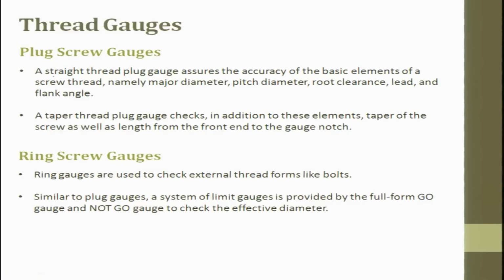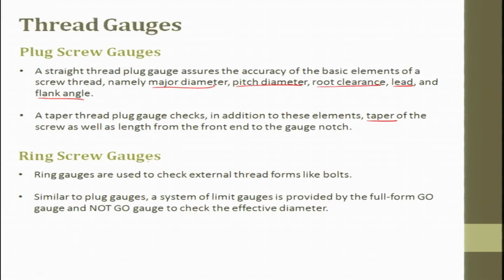Plug screw gauge: a straight thread plug gauge assures the accuracy of the basic elements of a screw thread, namely major diameter, pitch diameter, root clearance, lead and the flank angle. A taper thread plug gauge checks, in addition to all these elements, the taper also, as well as the length from the front end to the gauge notch. So, when you talk about a plug, it covers major diameter, pitch diameter, root clearance, lead and flank angle.